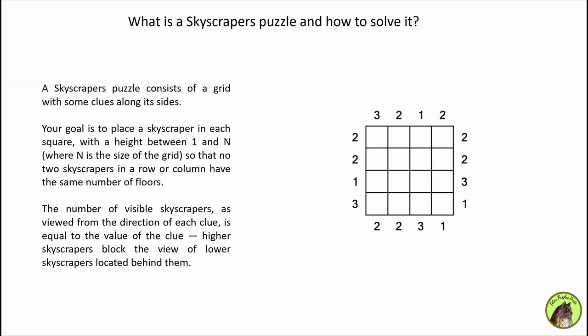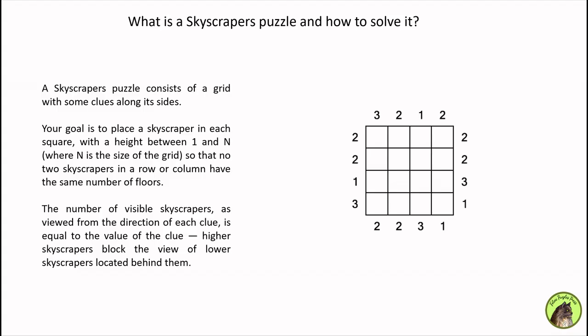A skyscrapers puzzle consists of a grid with some clues along its sides. Your goal is to place a skyscraper in each square, with a height between 1 and n, where n is the size of the grid, so that no two skyscrapers in a row or column have the same number of floors. The number of visible skyscrapers, as viewed from the direction of each clue, is equal to the value of the clue. Higher skyscrapers block the view of lower skyscrapers located behind them.